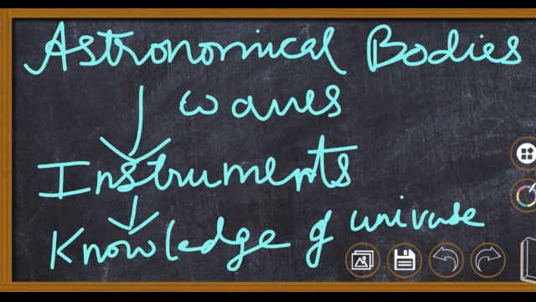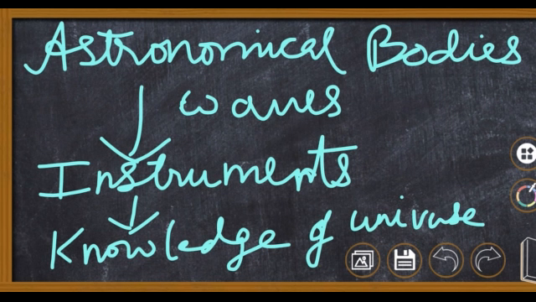The bodies which are present in space are known as astronomical bodies: all the planets, the stars, satellites. Now all these bodies also give out waves, and these waves are known as gravitational waves. There are instruments with the help of which we can detect these waves, and then from these waves we can come to know information about the universe. We can get some knowledge of the universe.